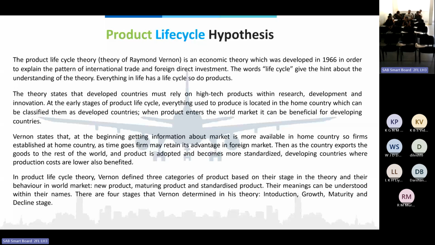Vernon stated that at the beginning, information about the market is more available in the home country. So firms established in the home country may retain their advantage in foreign markets as time goes on. Then, as the country exports the goods to the rest of the world and the product is adopted and becomes more standardized, developing countries where production costs are lower also benefit. In product life cycle theory, Vernon defined three categories of product based on their stage and behavior in the world market: new product, maturing product, and standardized product.